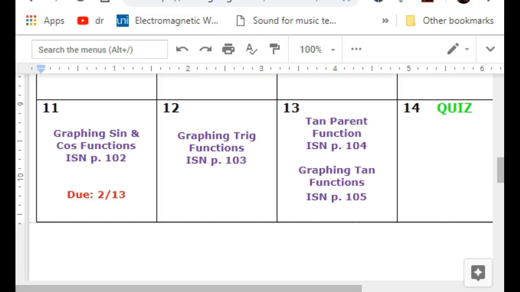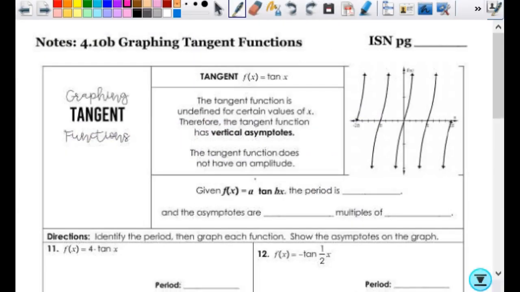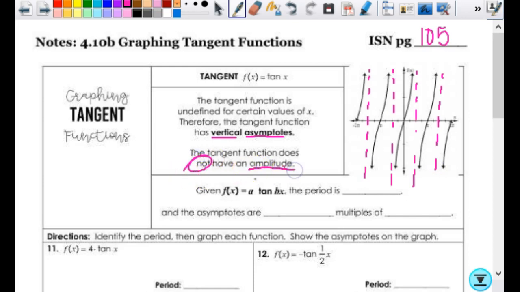All right, this is going on page 105. So this is kind of what we've already looked at. It says the tangent function is undefined for certain values of x. Therefore, the tangent function has vertical asymptotes. Those are not new to us, but they're not on here, so draw them in because they're important. They need to be there. The tangent function does not have an amplitude. Still can have a vertical stretch or compression, though.